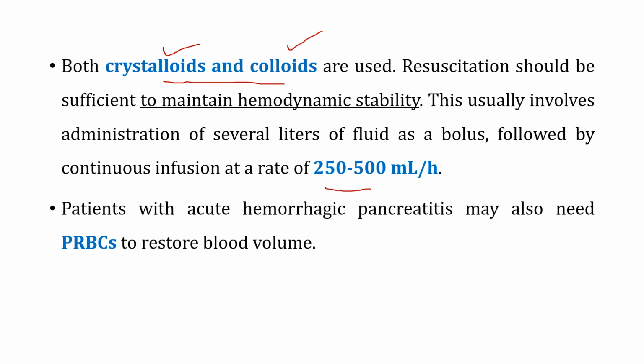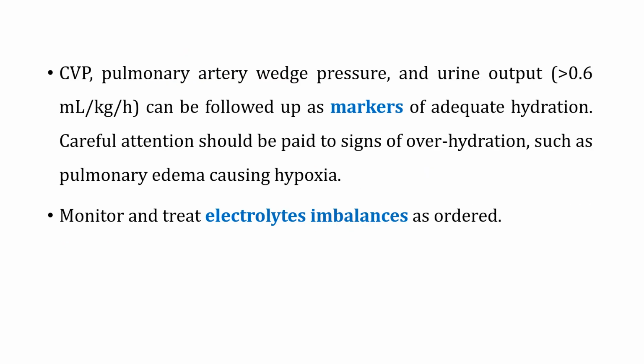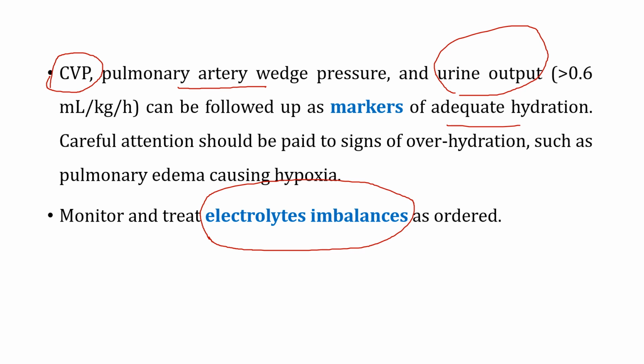And you have to remember that the patients with acute hemorrhagic pancreatitis may also need packed RBCs to replace fluid. That's why you have to monitor the patient's fluid volume status through measuring the central venous pressure, the pulmonary artery wedge pressure, and the patient's urinary output. As you know, the urinary output must be between 30 up to 50 mL per hour. This is considered an indicator of adequate hydration status. You have to remember that your patients are at risk of developing either hypovolemia or hypervolemia. That's why you have to carefully document the intake and the output for your patients. Furthermore, you have to monitor your patient's serum electrolyte level, especially potassium, calcium, and sodium.